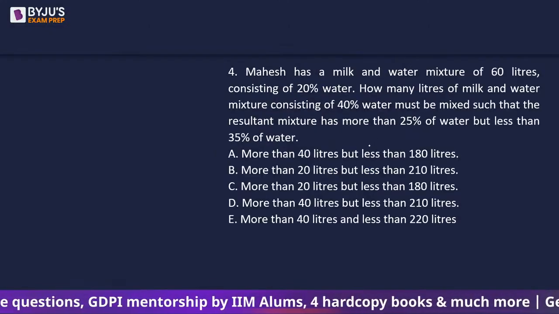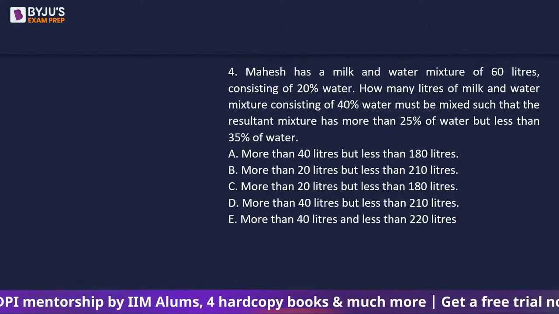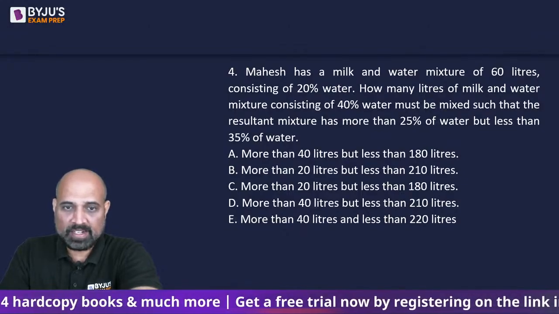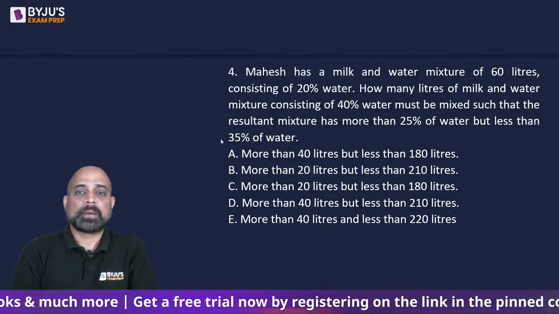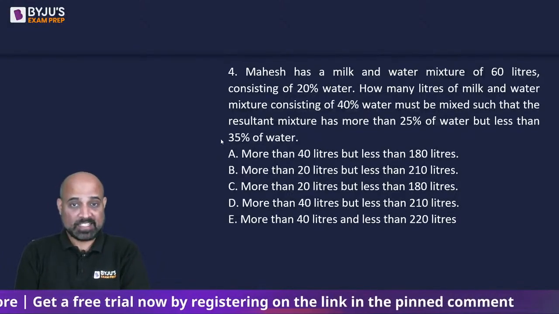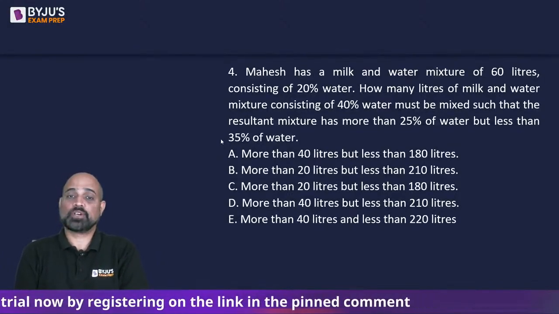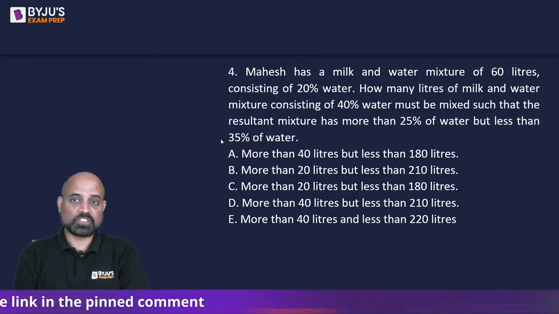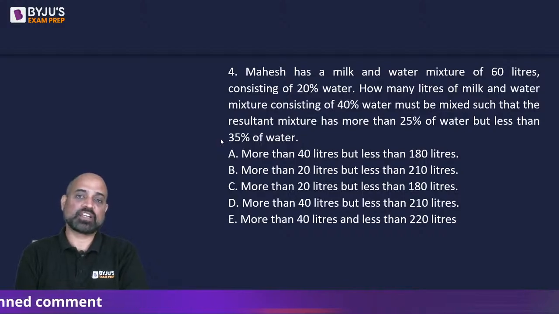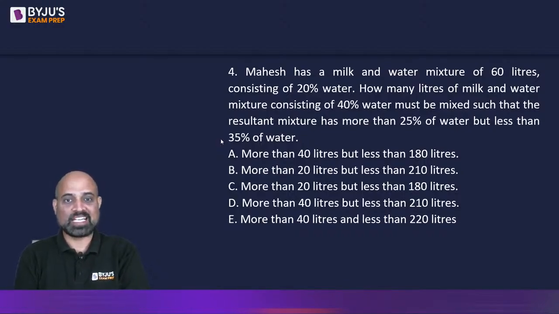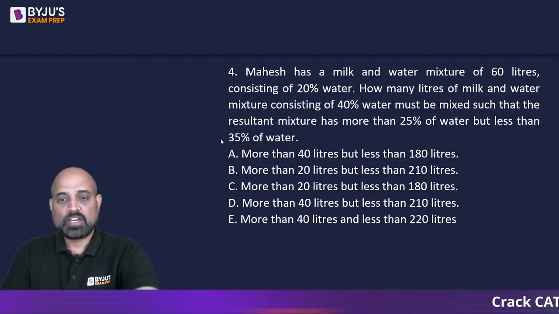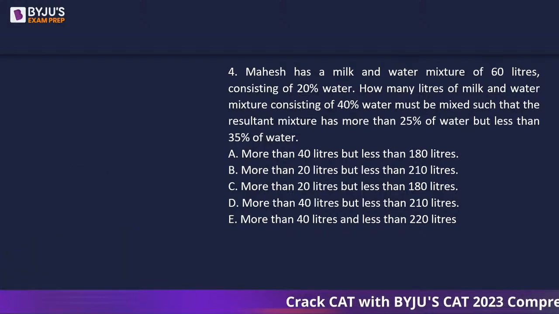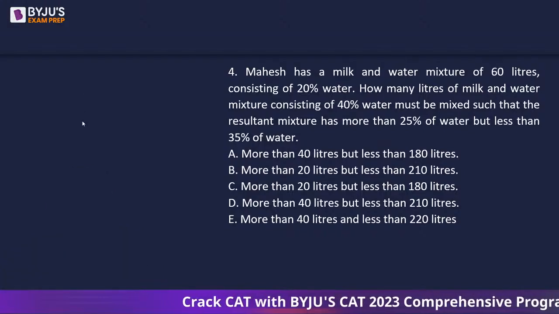Next. Okay. Next question is not a set-based, but rather a standard question. Mahesh has a milk and water mixture of 60 liters consisting of 20% water. How many liters of milk and water mixture consisting of 40% water must be mixed such that the resultant mixture has more than 25% of water but less than 35% of water? So this will require space, so I'll hide myself so that there is room.